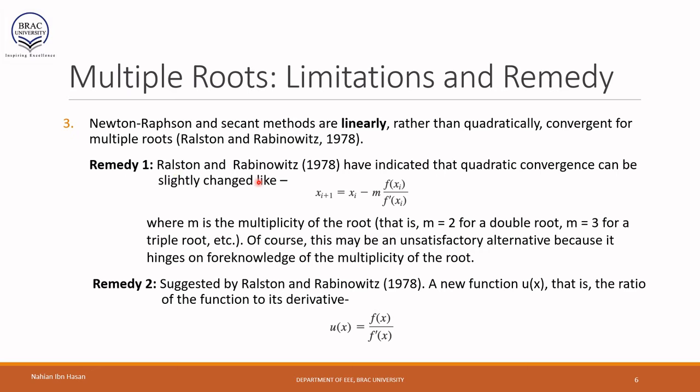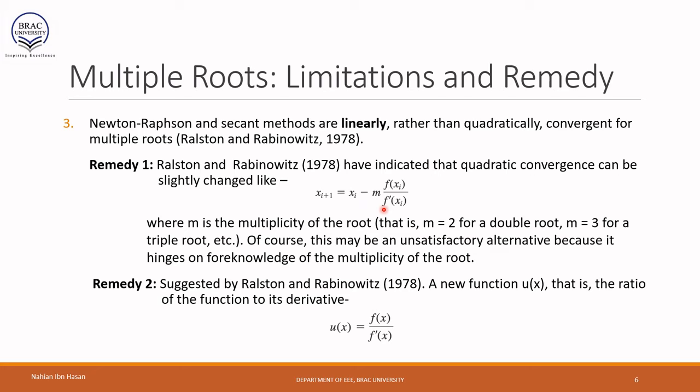Ralston and Rabinowitz have formulated a new function for the Newton-Raphson method, which is a modified Newton-Raphson formula, where x i plus 1, the new approximation of the root, is determined from x i minus m multiplied by f of x i divided by f prime of x i. So they incorporated a new term m. m is the multiplicity of the root. For a double root, the value of m is 2. For a triple root, the value of m is 3. For a quadruple root, the value of m is 4. So m is the multiplicity of the root.